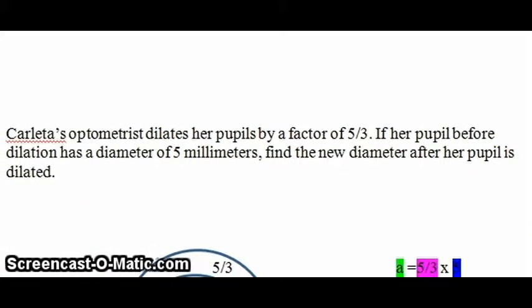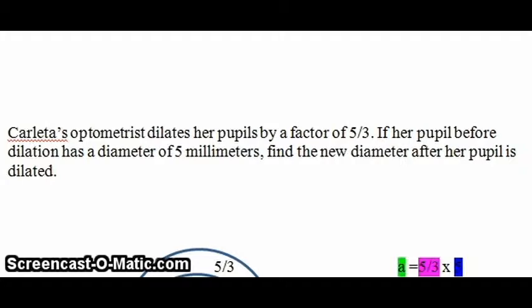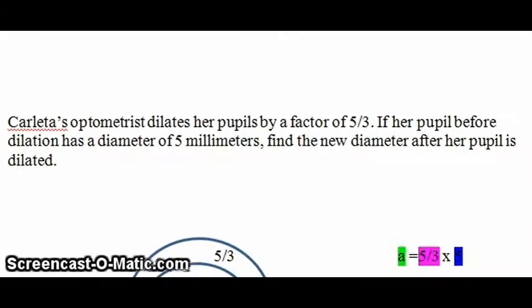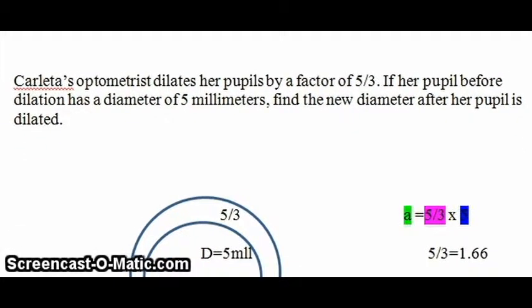This problem we are going to work on is a real world example. Carlita's optometrist dilates her pupils by a factor of 5/3. If a pupil before dilation had a diameter of 5 millimeters, find the new diameter after her pupil is dilated. We're going to highlight the main keywords.